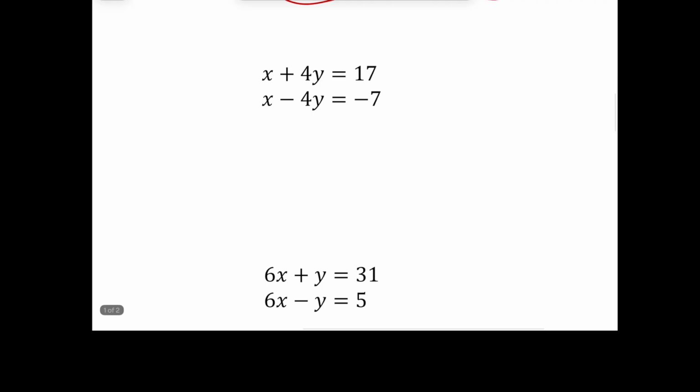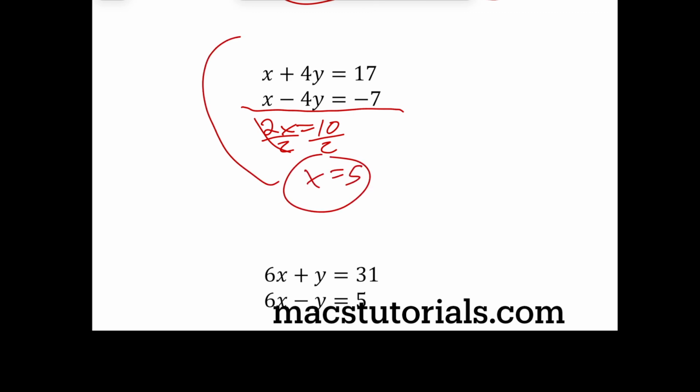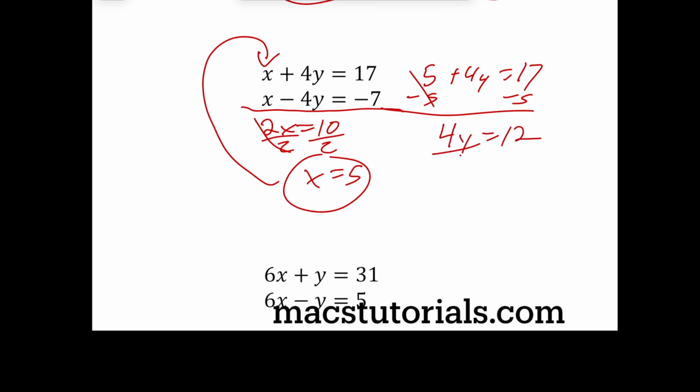All right, here we go. So I'm going to eliminate these. So I'm going to eliminate the y's because they're set up for me. And I'm going to get 2x equals 10. Once I divide everybody by 2, I'm going to get x equals 5. Plug back in. 5 plus 4y equals 17. Once I subtract everybody by 5, 4y equals 12. Divide everybody by 4, and I get y equals 3.